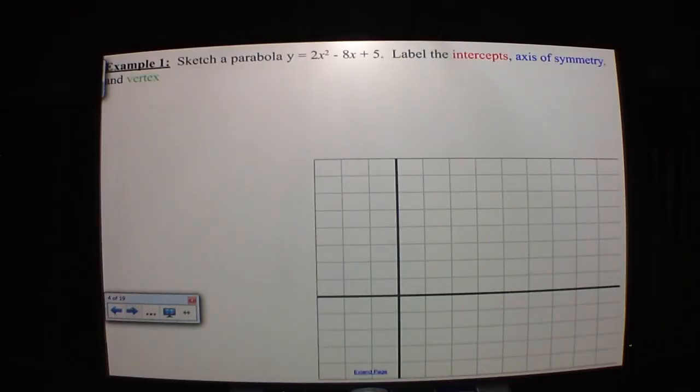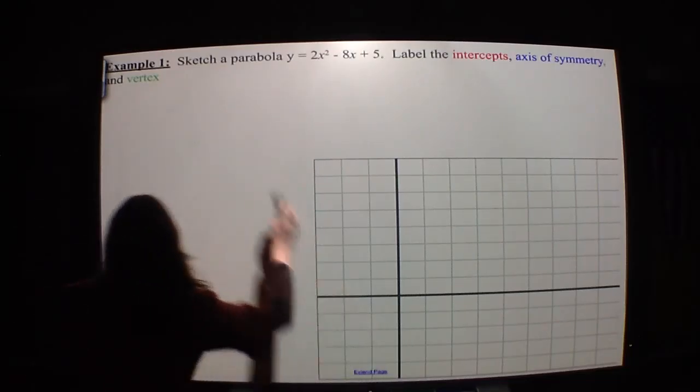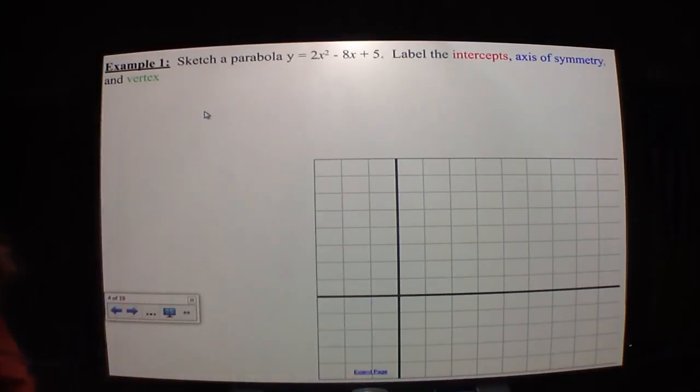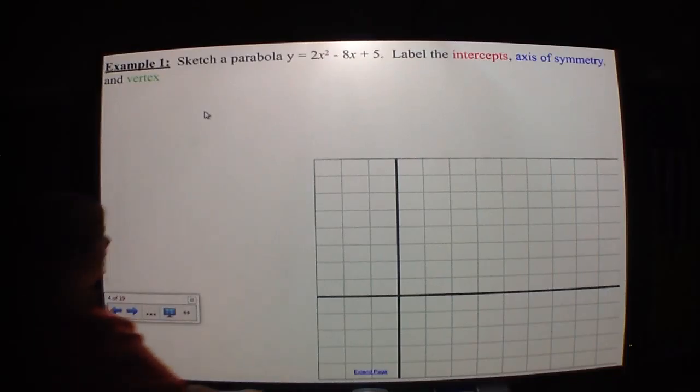So sketch the parabola 2x squared minus 8x plus 5. Label the intercepts, axis of symmetry, and the vertex. So I'll write it all out. Label the intercepts. Okay, so let me do that.